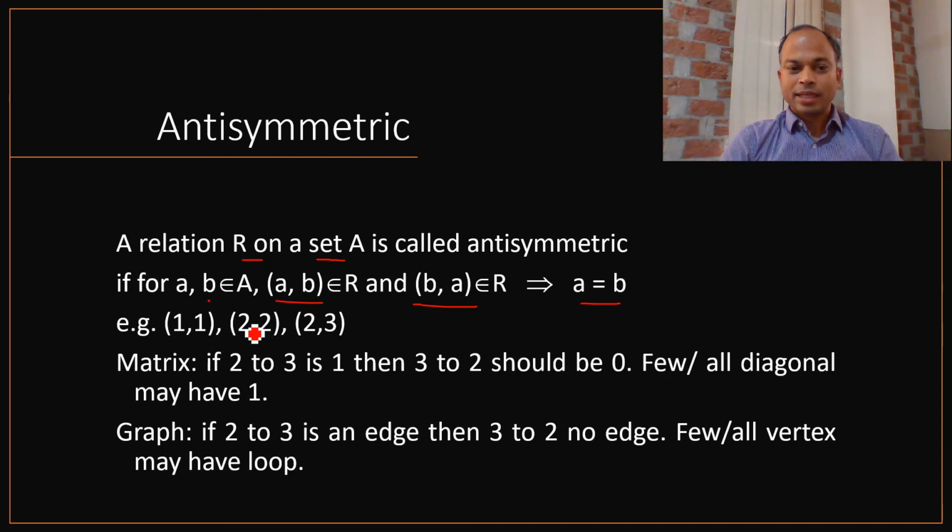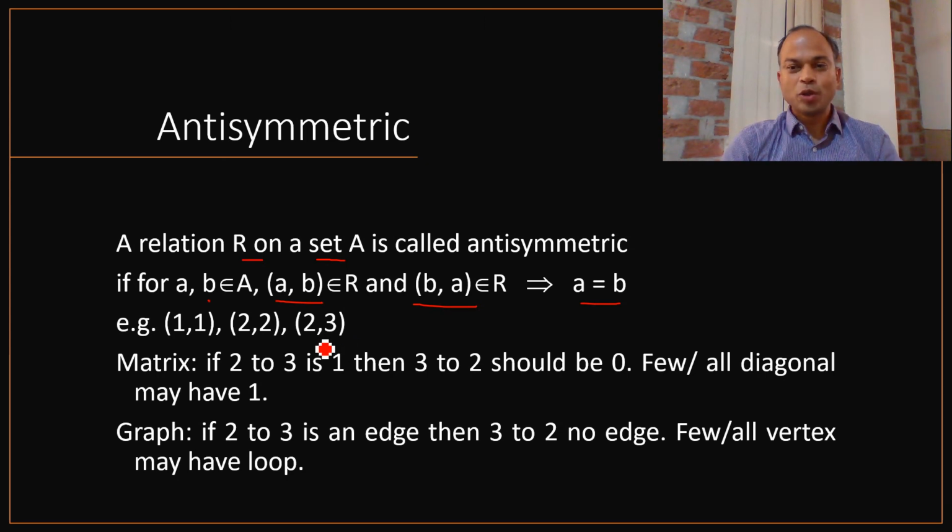Here, if A is related to B and B is related to A, if we take the inverse, then we will get the same value. And further, we can conclude that A equals B. So therefore, 1, 1 supports the antisymmetric property. If we talk about this particular case 2, 2, this further supports the antisymmetric property.